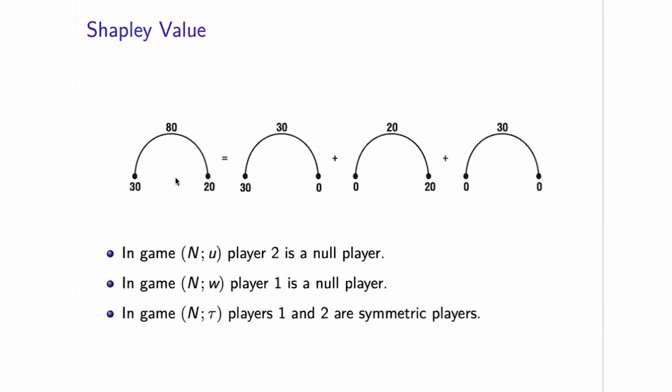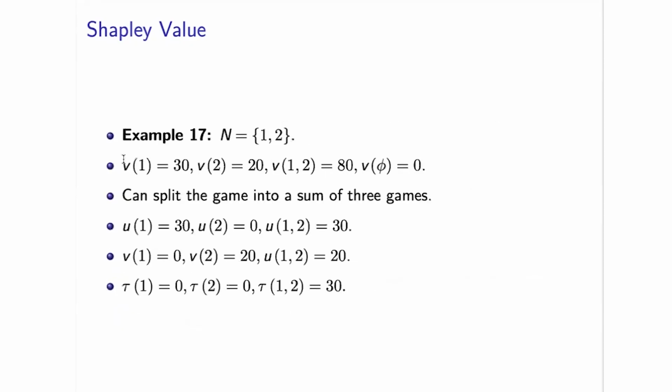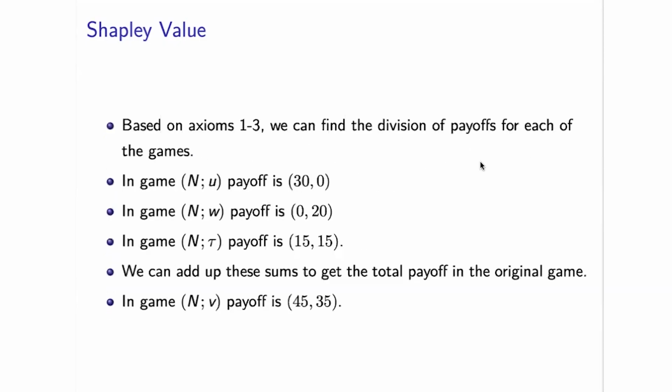Now we can add up the sum of these three games to get the total payoff in the original game. Remember, our original idea was to get a payoff not in this U, W, or tau, but in this original game V, right? And now if you add up, you end up getting 30 plus 0 plus 15, which is 45, and 0 plus 20 plus 15, which is 35, right? So in this case, in the original game, the payoff should be 45, 35.